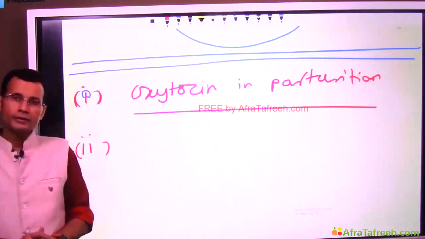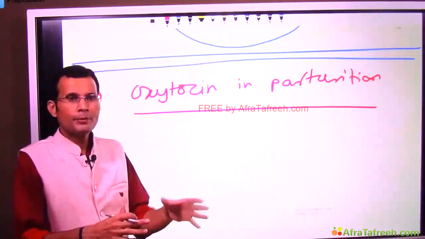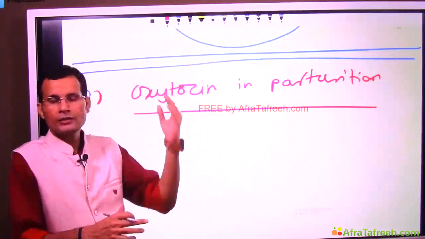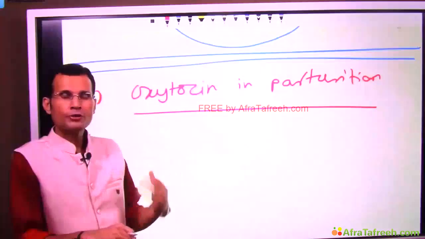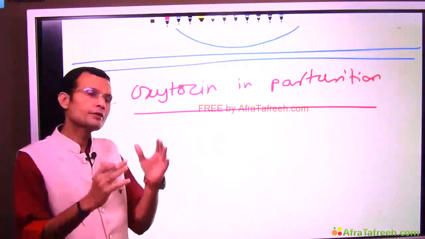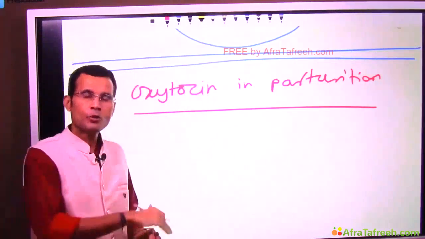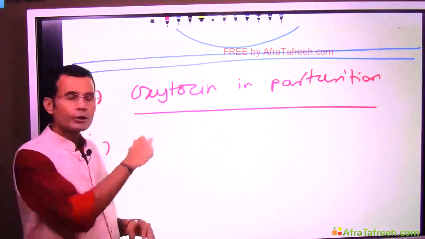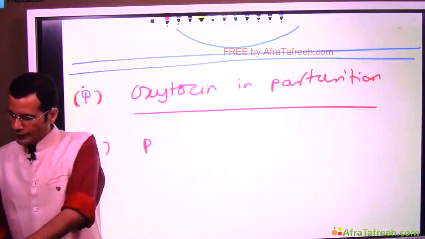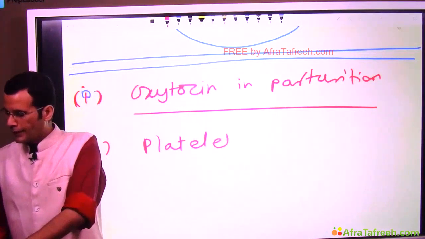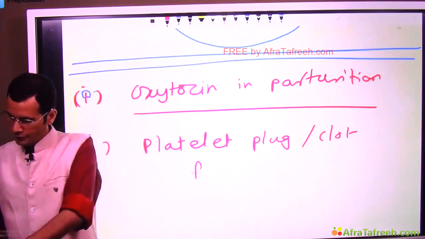You may have read this example that at term the baby starts pressing on the cervix, signals are sent to the posterior pituitary, there is a release of oxytocin, oxytocin comes to the uterus, contraction of the uterus, baby's head is further pressed down, again signals are sent, more oxytocin released, and it goes on and on till the baby is delivered. Second example is platelet plug formation or clot formation.